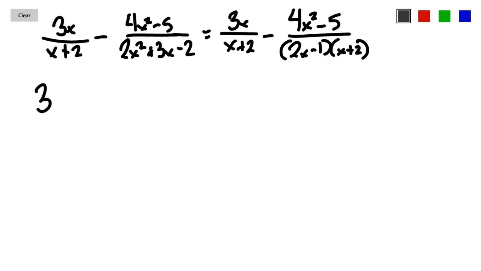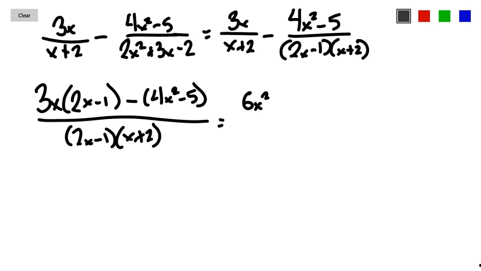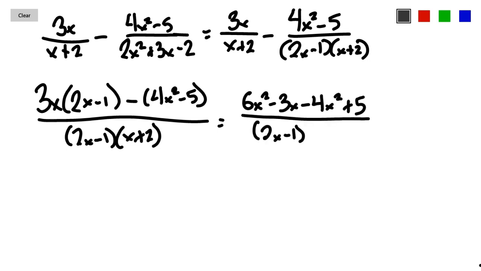So I end up with 3x times 2x minus 1 minus 4x squared minus 5 divided by 2x minus 1 times x plus 2. And then now I go ahead and distribute the negative sign, and I distribute the 3x across, and then I combine like terms in the numerator. So this is going to give me a 6x squared minus a 3x minus a 4x squared plus a 5 over 2x minus 1 times x plus 2.